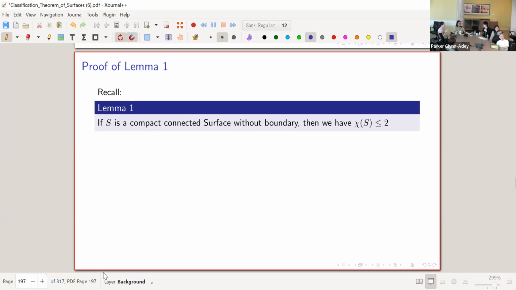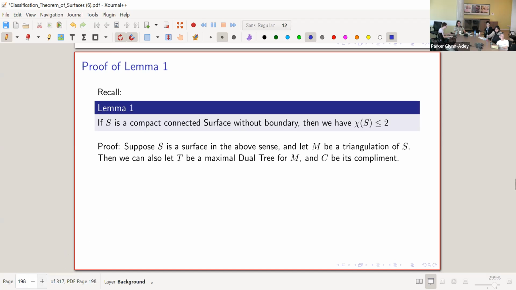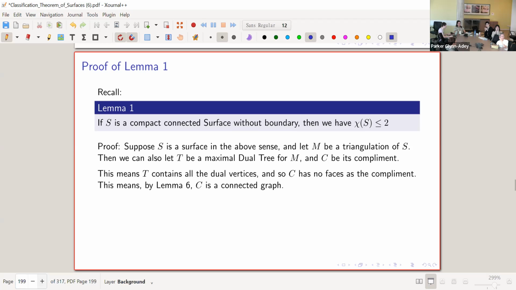Okay, so we're going to prove lemma 1. If S is a compact connected surface without boundary, then its Euler characteristic must be less than or equal to 2. So suppose S is a surface in the above sense, and we'll let M be a triangulation of S. Then we're going to let T be some maximal dual tree of M, which we know exists because it's a compact surface. And we're going to let C be its complement. So this means that T contains all the dual vertices, by lemma 7, and C has no faces, because if T contains all the dual vertices, then it covers all the faces. So no faces can be in the complement by definition.